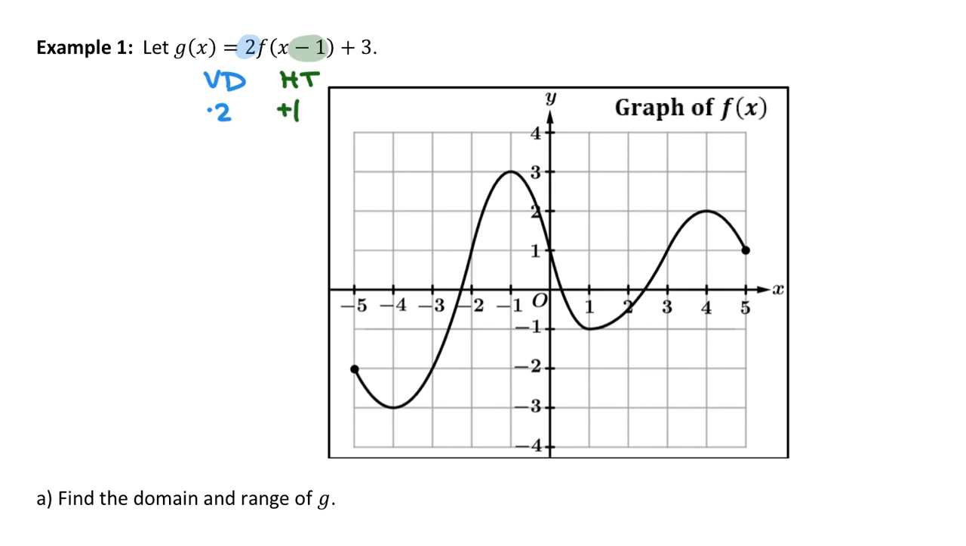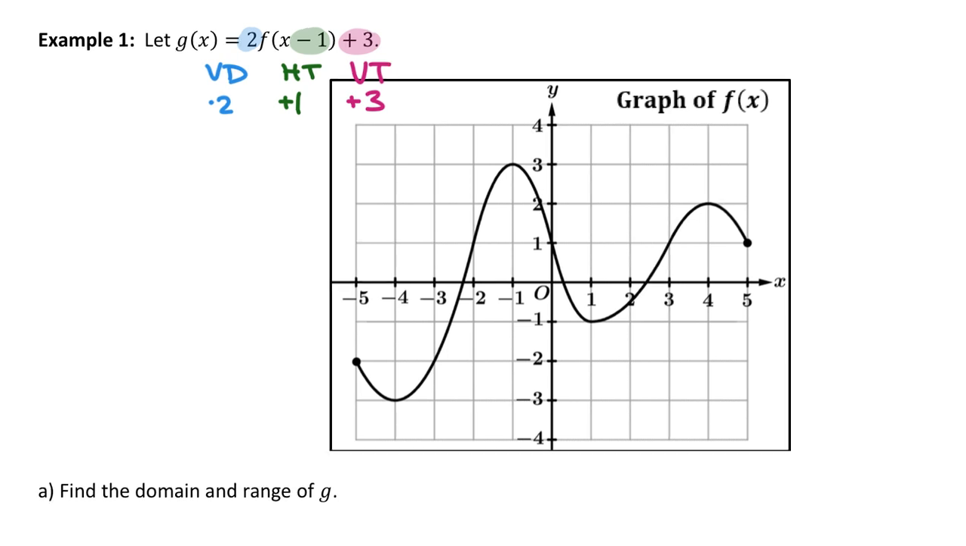Then we have this +3 at the very back here. What does +3 outside the function do? Vertical translation, what direction? Up 3. I'm going to use plus as up because plus is a positive direction. We've identified the transformations we're applying to the function f. We could graph this thing. We're not going to. We're just going to use these transformations to write the attributes of g.